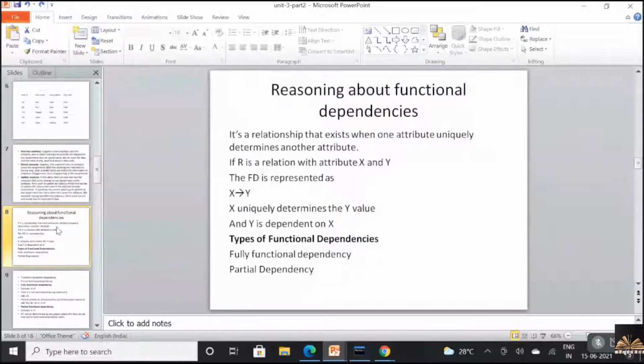Now, the next concept that leads to normalization would be the concept of functional dependencies.